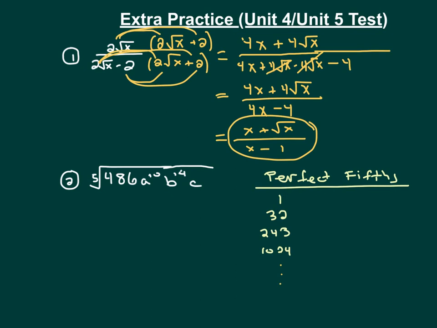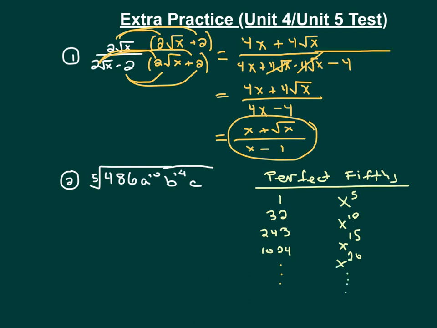Okay, so now let's list out our variables. Well, as long as the exponent is a multiple of 5, it's a perfect fifth. So we would have x to the 5th, x to the 10th, x to the 15th, x to the 20th, and so on. We'll just put dot, dot, dot.